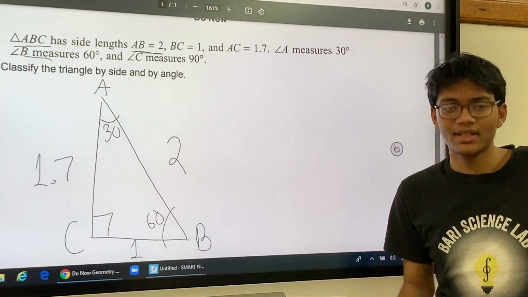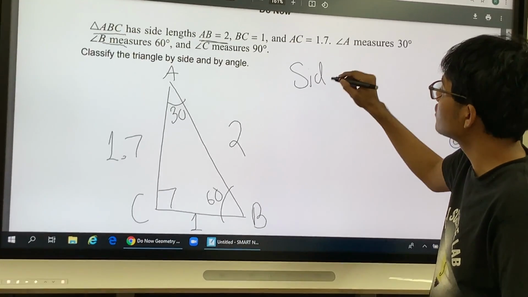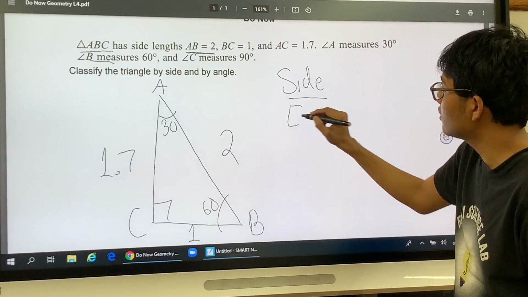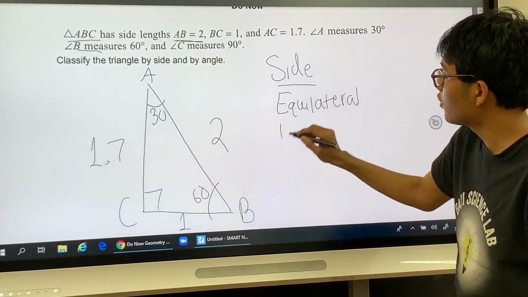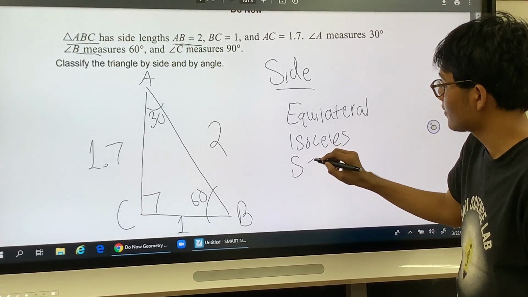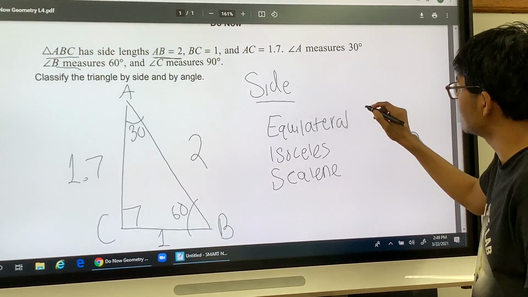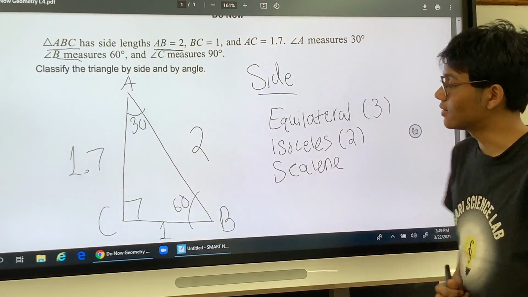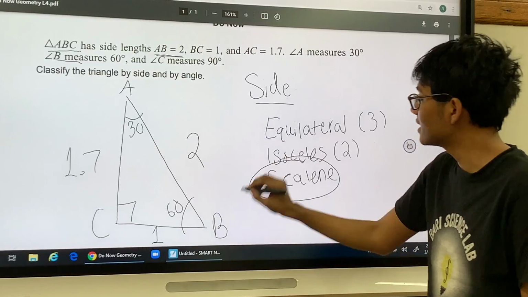So we have to classify this triangle by side and by angle. So by side, there's three kinds of classifications we can have, right? This is either an equilateral triangle, it's an isosceles triangle, or it's a scalene triangle. So it's one of these three. Now, an equilateral triangle has all three sides equal. Isosceles has two sides equal, and scalene, all the sides are different. Here you can see all of the sides are different, so it has to be a scalene triangle.